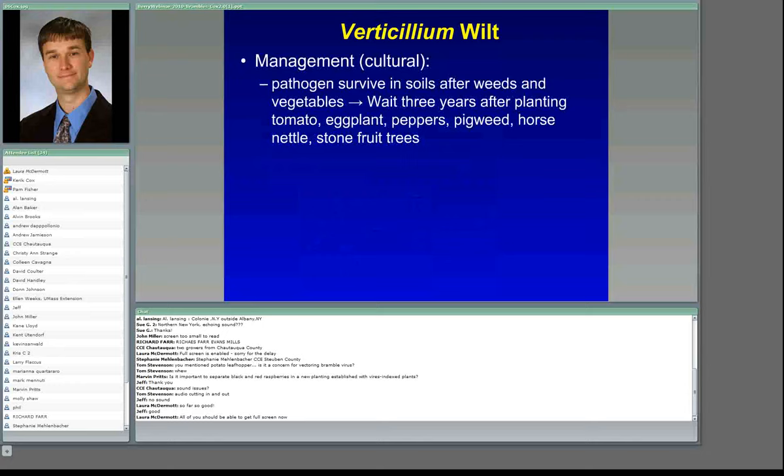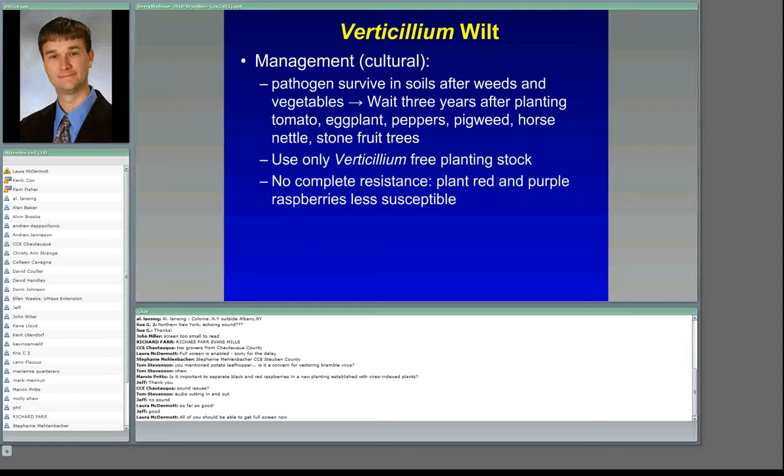As Pam mentioned, in many instances, it's very important to use verticillium-free planting stock. If your planting stock has little blue splotches throughout on your black raspberries, you may not want to use that one, or consider that there could be a problem with it before planting it. Unfortunately, there's no complete resistance, not like flat-out immunity. As I mentioned earlier, the red and purple raspberries appear to be less susceptible to disease. So if you're coming in after one of these other crops, you may want to consider a red or a purple raspberry variety.